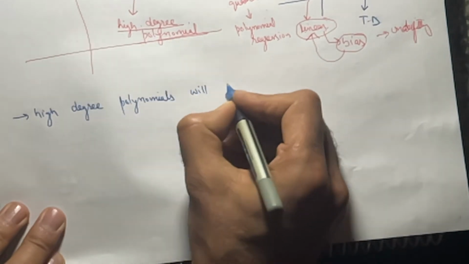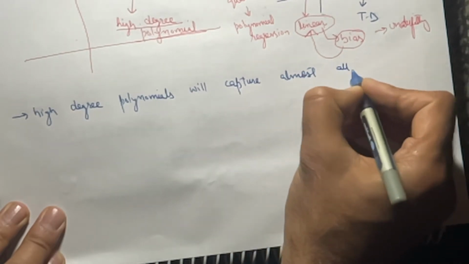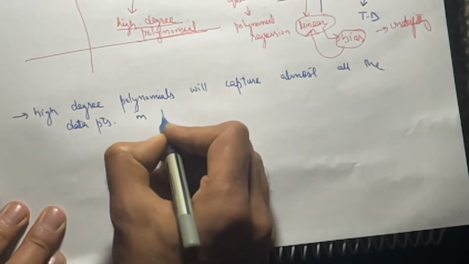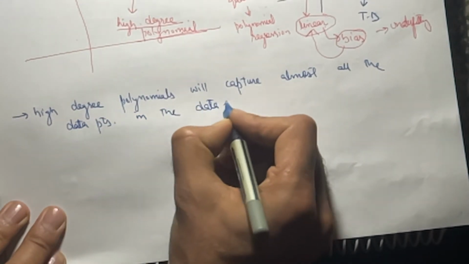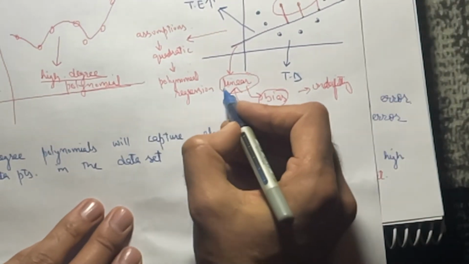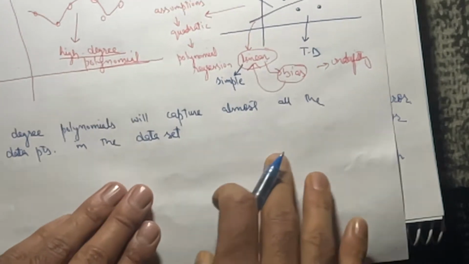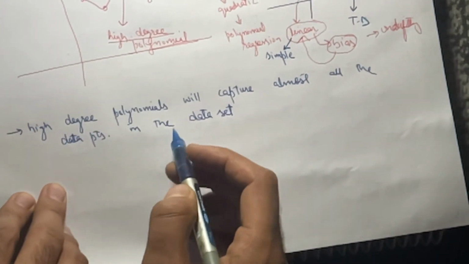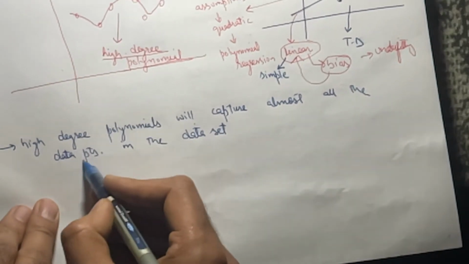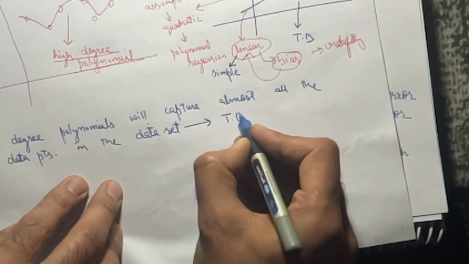You have to understand that high degree polynomials will capture almost all the data points in the data set. Here, first we were assuming linear. Linear was very simple, so this simple model was not able to capture the complex relationship. But when we make our model complex, that means a very high degree polynomial, that will be a complex model. So it will be able to capture almost all the data points in the data set. That means in this scenario, training error will be very low.